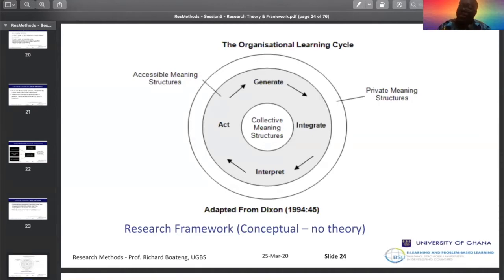So Dixon went beyond what McLean did to show that for learning to take place, there should be other social activities, which are generation of the knowledge, like when I said, go online, go and download something. Integrate: ask yourself, what did I see in the literature? Like I did to you, what theory did you see? How did they use it? Interpret it. What did you see?